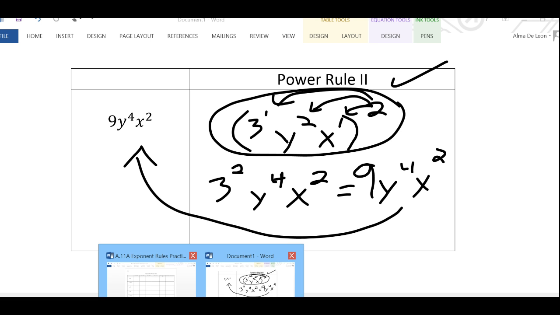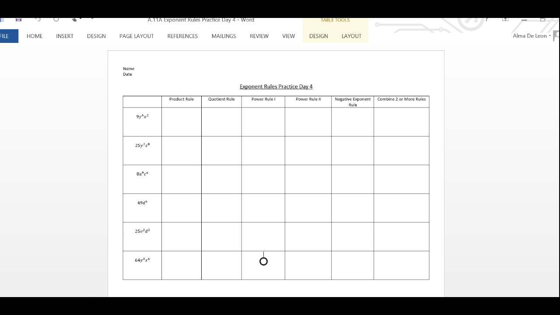What I want you to do is go back to your paper, and although we completed the first space in the column under power rule 2, I want you to go ahead and complete the rest of these spaces.